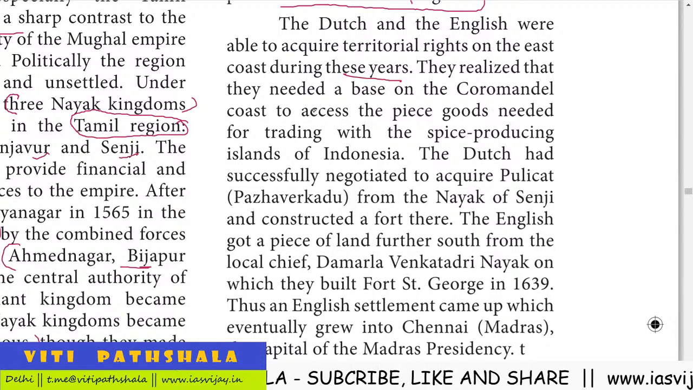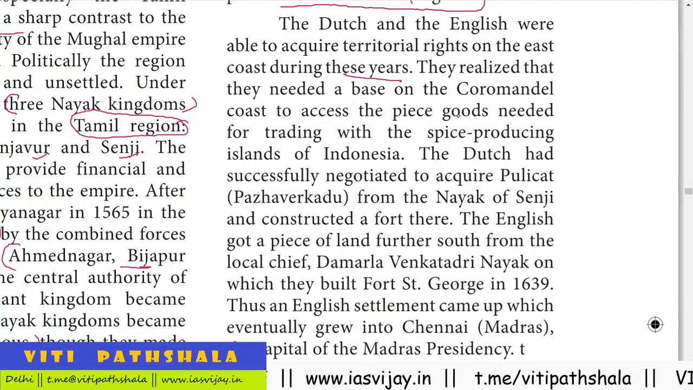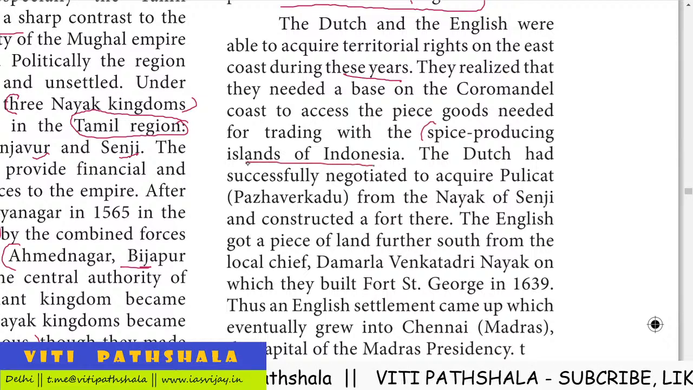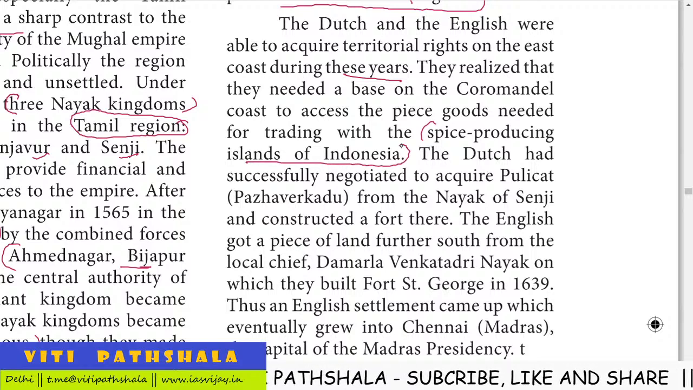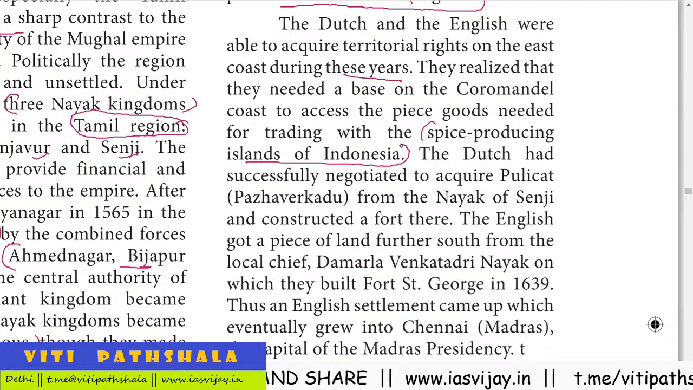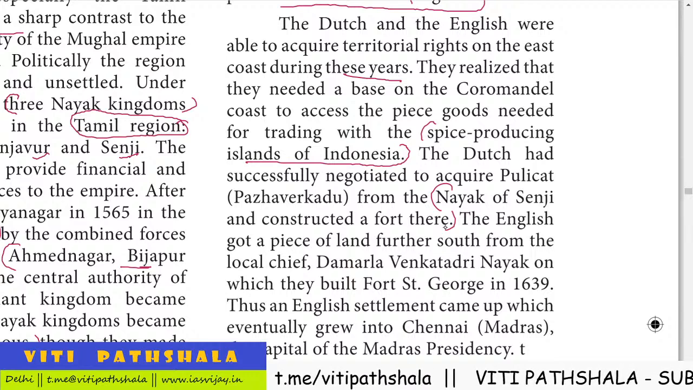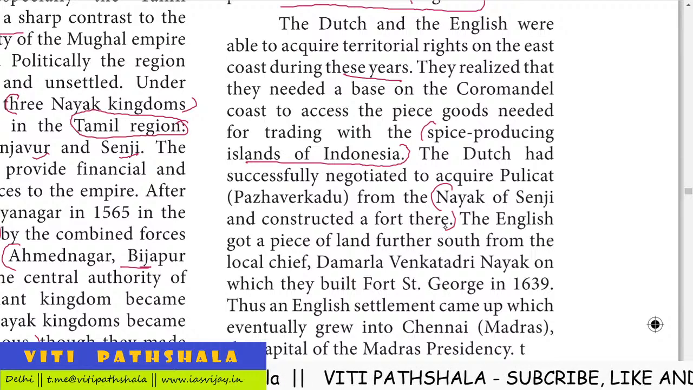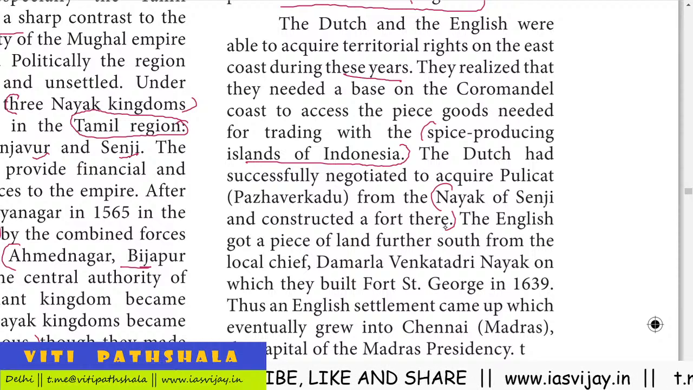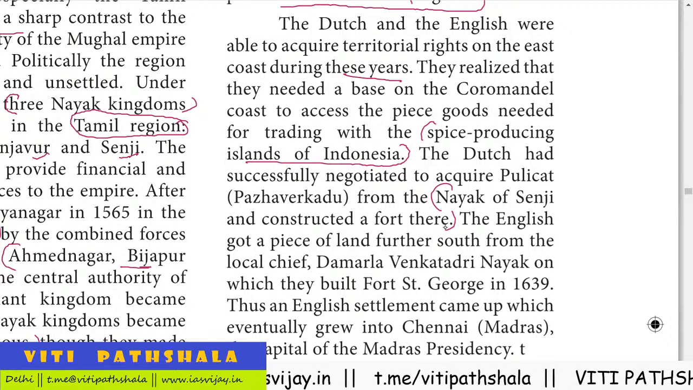They realized that they needed a base on the Coromandel coast to access the piece goods needed for trading with the spice producing islands of Indonesia. The Dutch successfully negotiated to acquire Pulicat from the Nayak of Senji and constructed a fort there. The English got a piece of land further south from the local chief Damarla Venkatadri Nayak, on which they built Fort St. George in 1639.